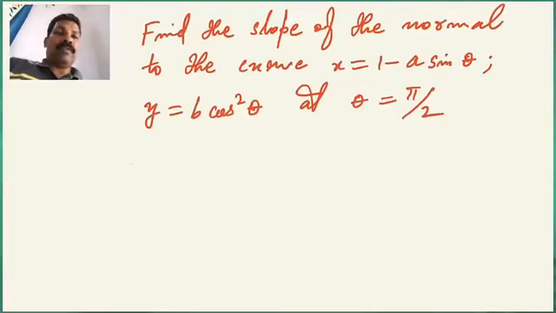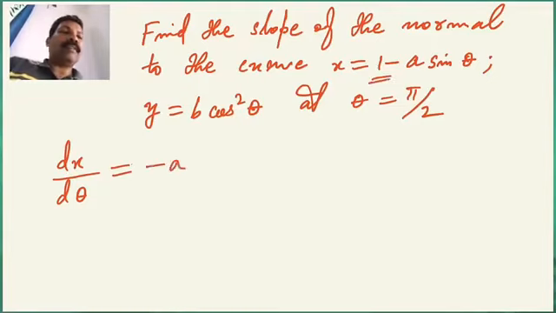Find the slope of the normal to the curve given by x equal to 1 minus a sin theta, y is equal to b cos squared theta, at theta is equal to pi by 2. Here the function is given in parametric form. So we have to find dx by d theta. The derivative of 1 is 0, then negative a constant as itself, then derivative of sin theta is cos theta. So we have dx by d theta.